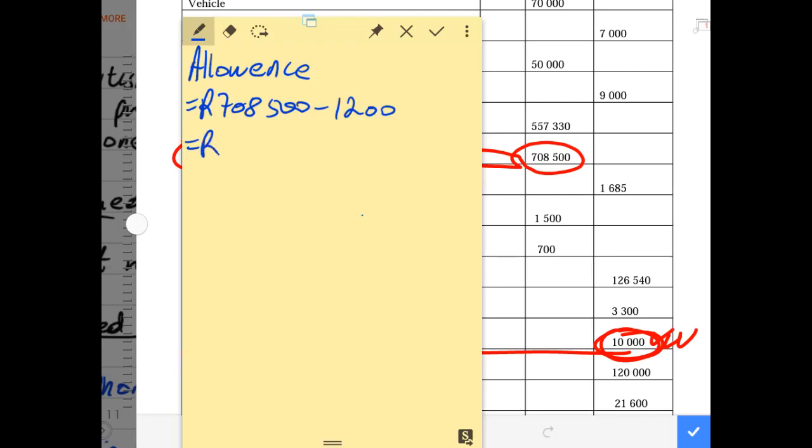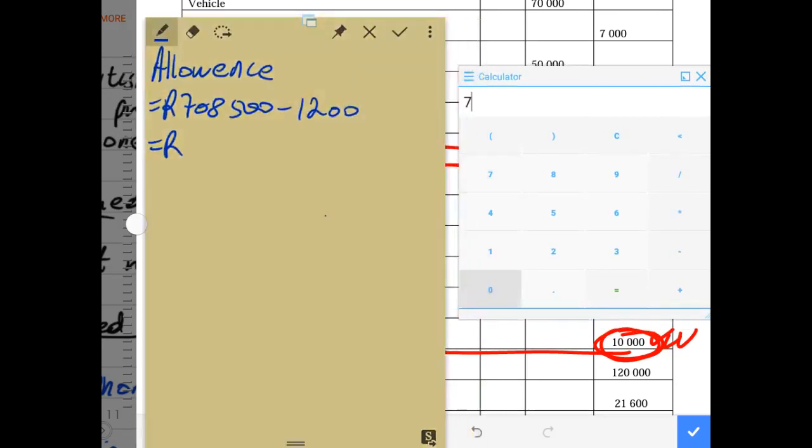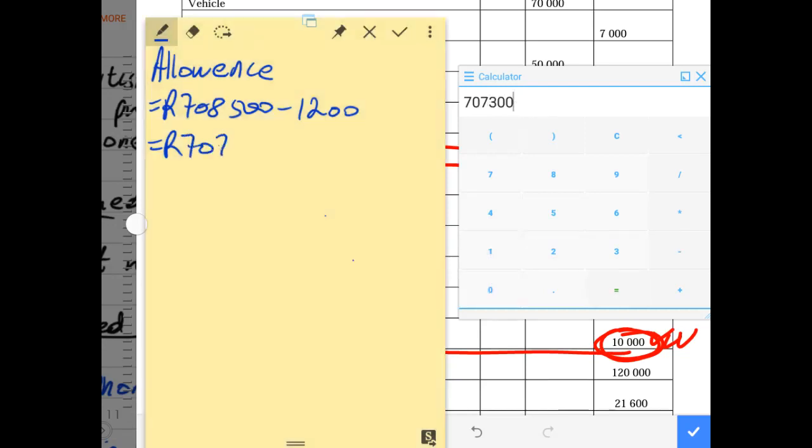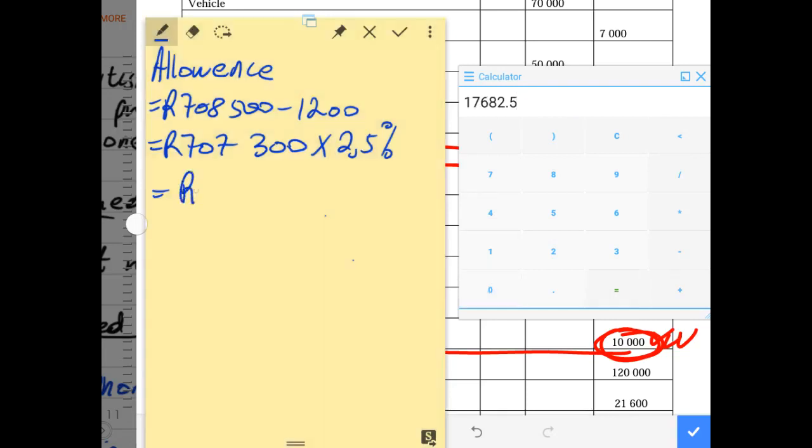Then now we have to subtract the two. We check how much is our outstanding debtors. So now that will be 708,500 minus 1,200, and that gives us 707,300 rands. And we multiply this by 2.5%. And we multiply that by 2.5 divided by 100. And this will give us 17,683.